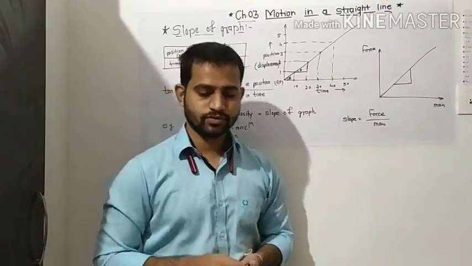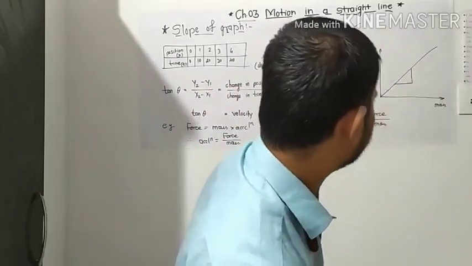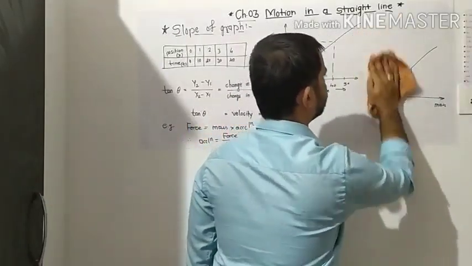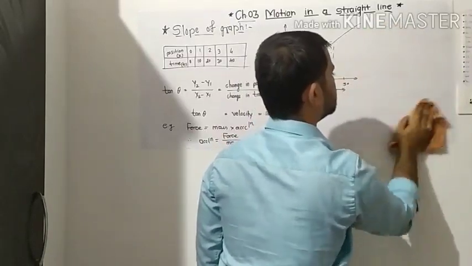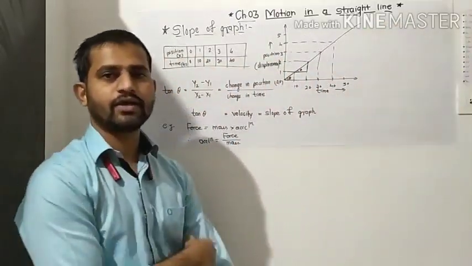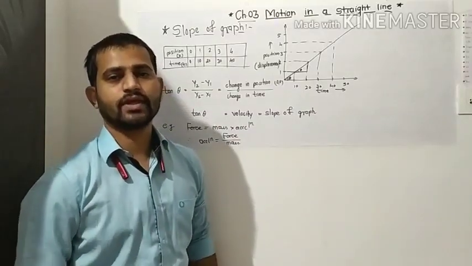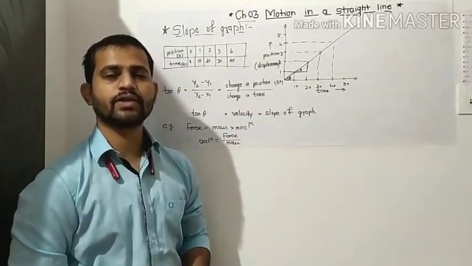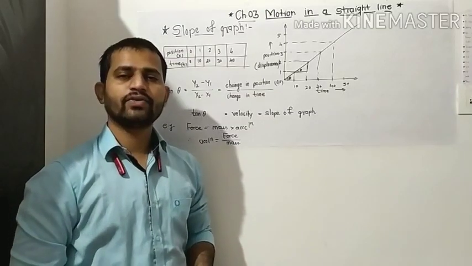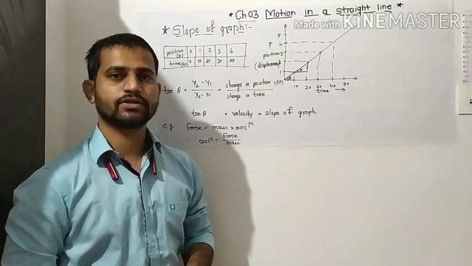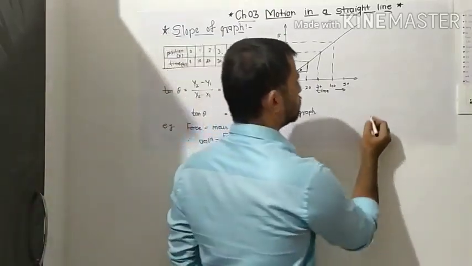Okay, suppose we have two buses traveling some particular distance, and we have to find out which bus is having the maximum velocity. Then what can we do? We have the readings of the displacement and time for both the buses. Okay, then we can draw a graph.